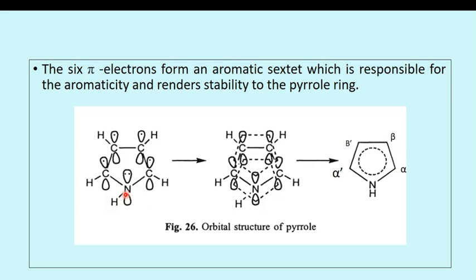The numbering of pyrrole starts with the nitrogen atom. So these are the first, second, third, fourth, and fifth positions of pyrrole. If we look at them in terms of alpha and beta positions, then the second and fifth positions are alpha and alpha dash. The third one is beta and the fourth one is beta dash.